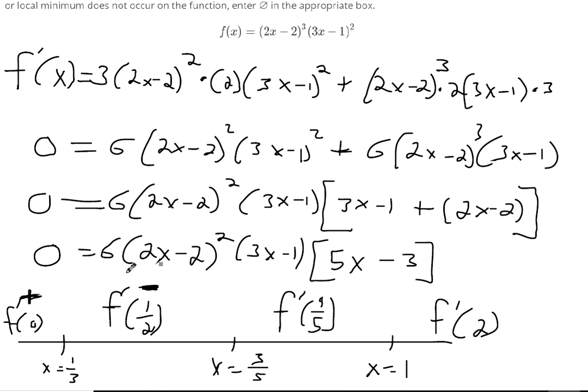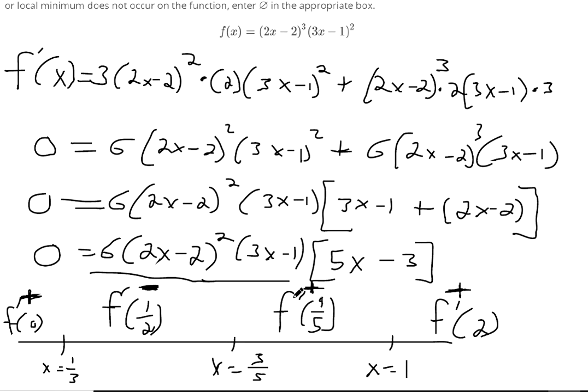Do the same thing with 4/5. This term is always positive because it's squared. 3 times 4/5 makes 12/5. 12/5 minus 1, that's positive. So this is going to be 4 minus 3, so this is going to be a positive. And then here, if you plug in 2 into the derivative, this is always positive, this is going to be positive, and this is going to be positive. So we didn't alternate signs in this last one.